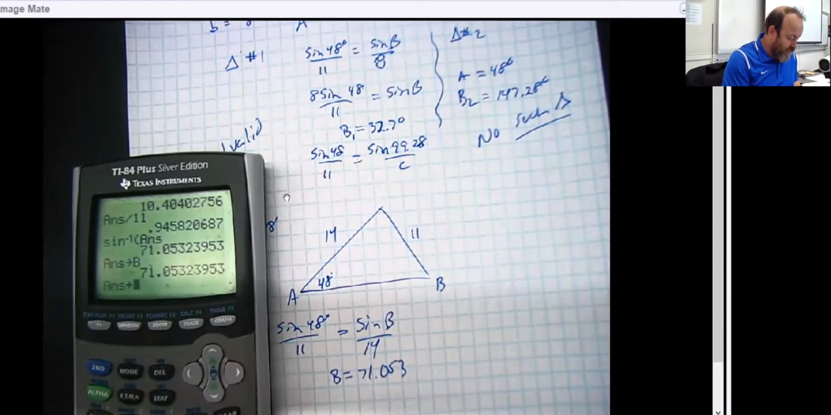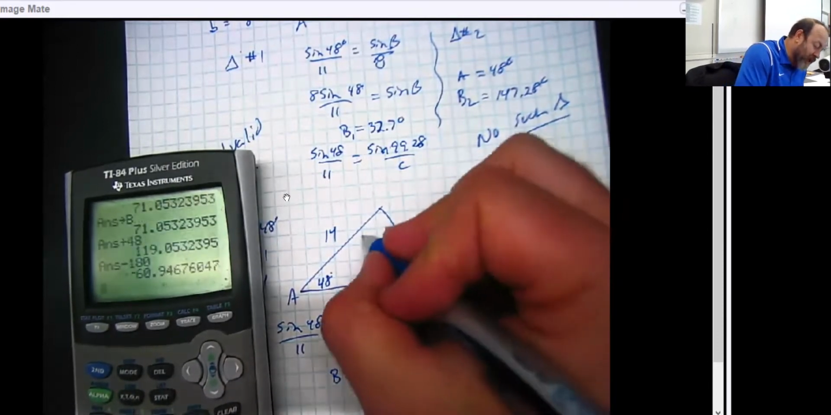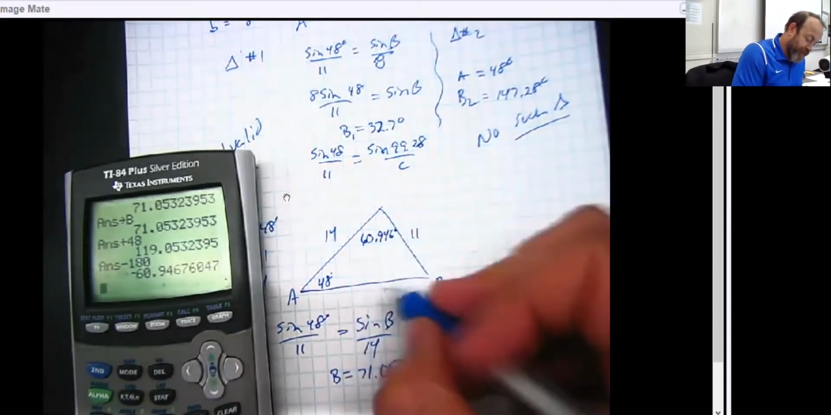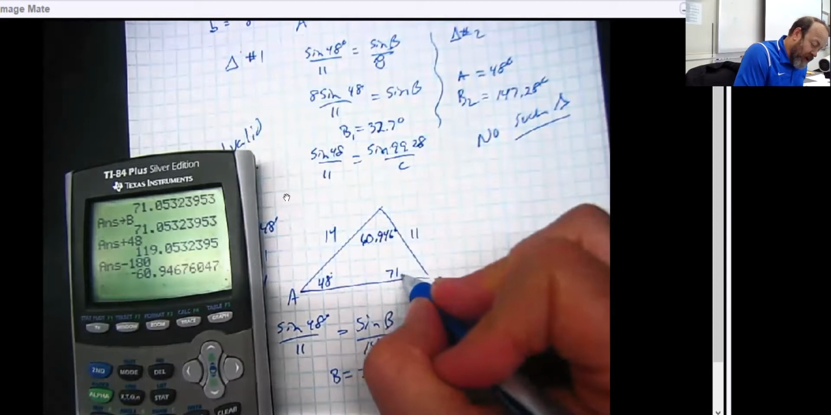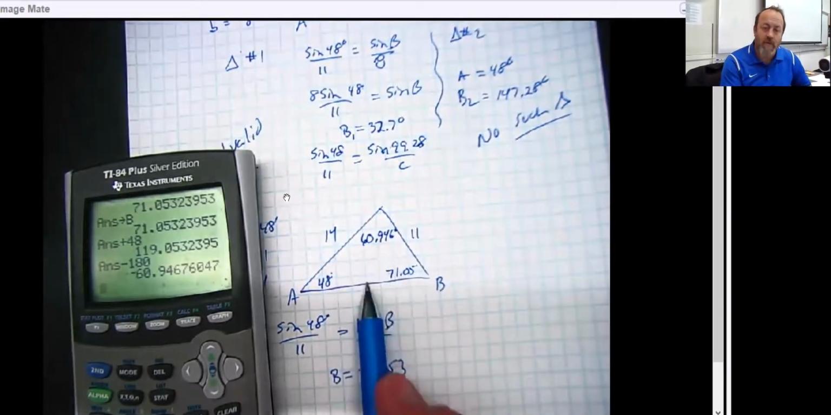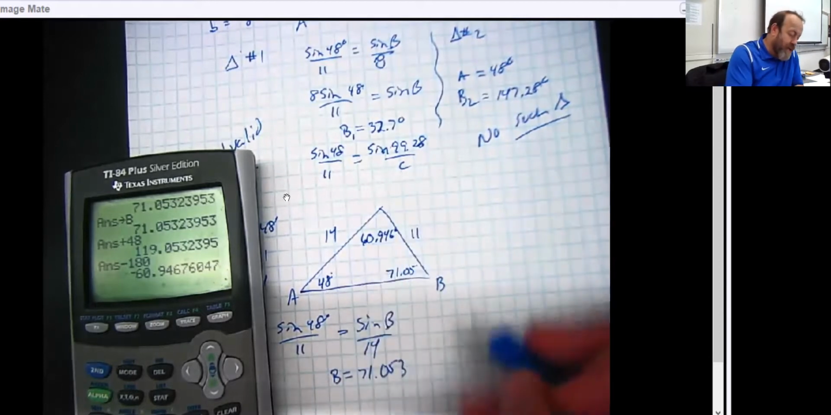Let's add that to 48. Let's take that away from 180 degrees, and I got 60.946 degrees. This appears to be a very nice, simple little triangle right here. Again, all of it's known except for this one. So just like up here, we're going to do the law of sines one more time.